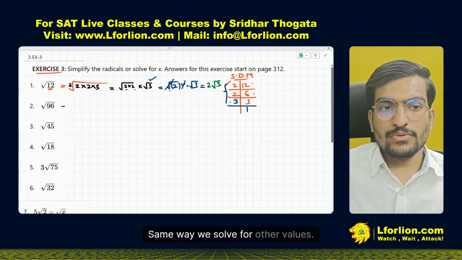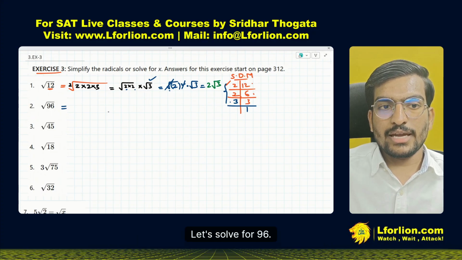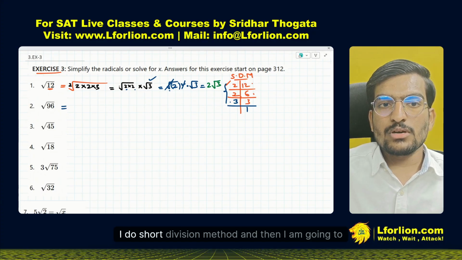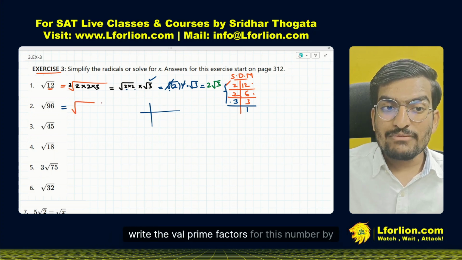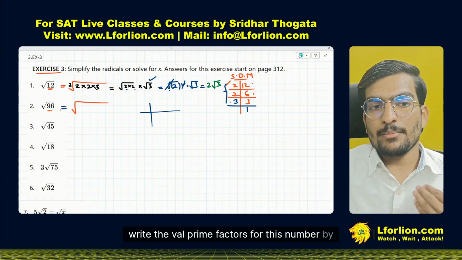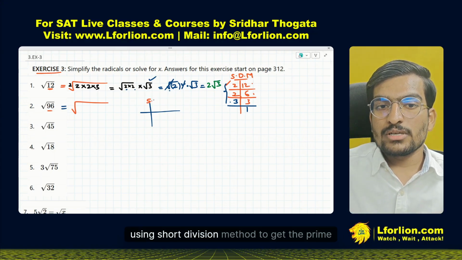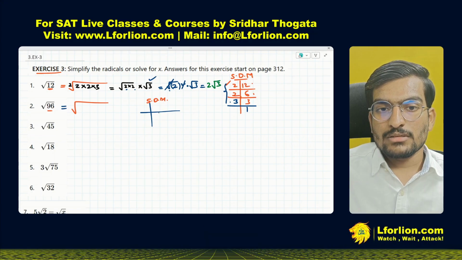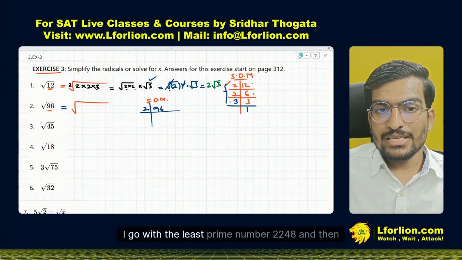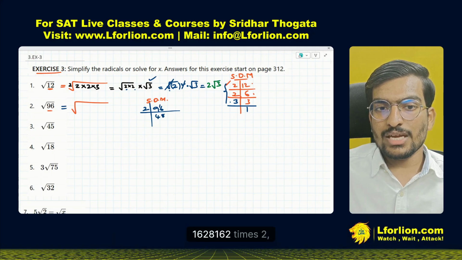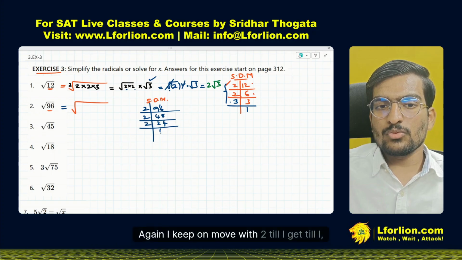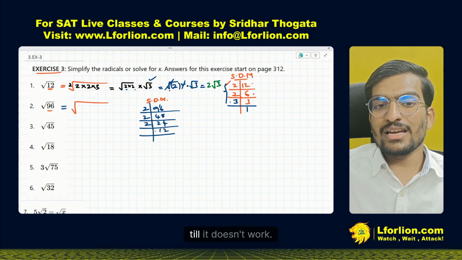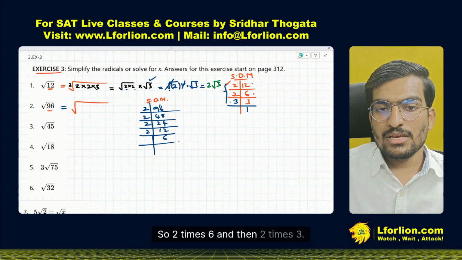Same way we solve for other values. Let's solve for 96. I do the same. I do the short division method to get the prime factors for this number. So it's 96. I go with the least prime number 2: 2 into 48, 2 into 24, 2 into 12, 2 into 6, and then 2 into 3.